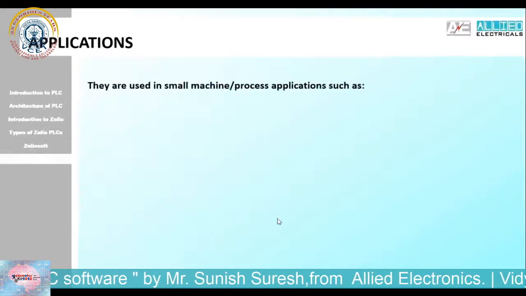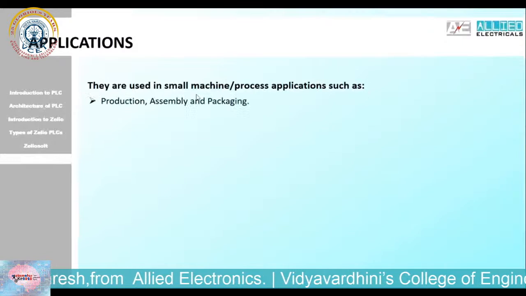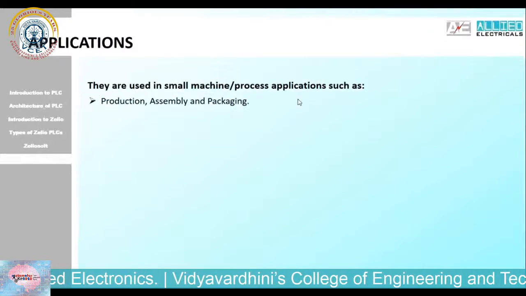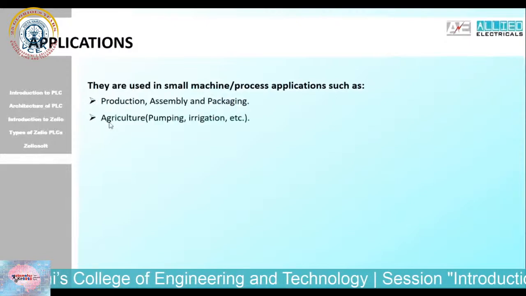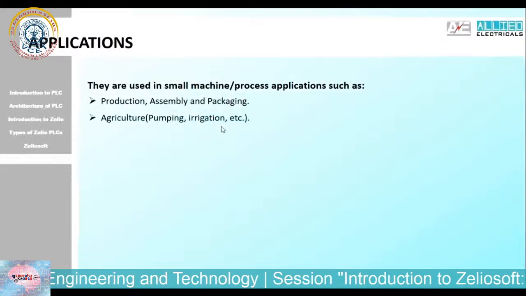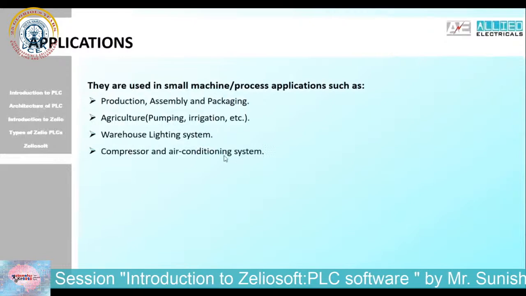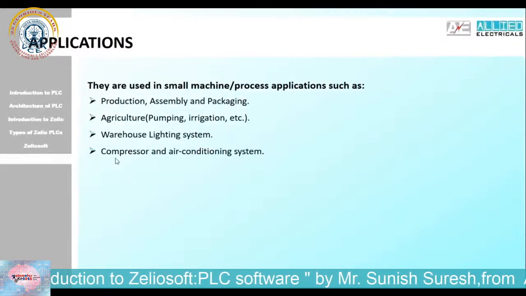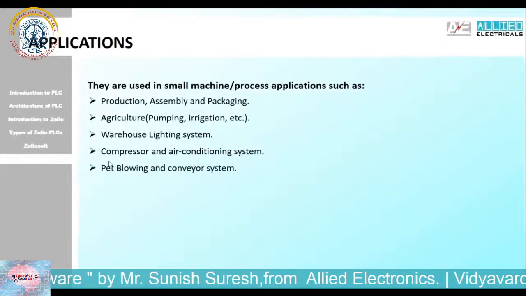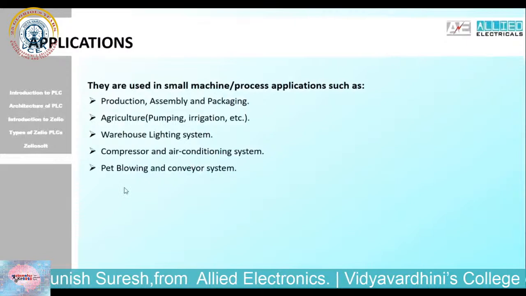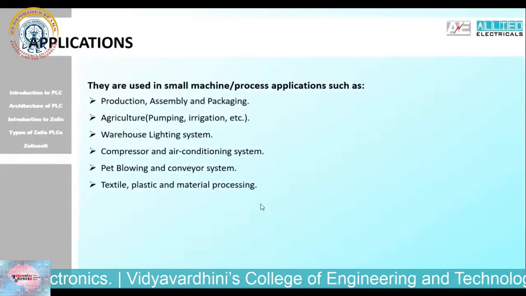Next is the application of the Zeliosoft PLCs. As I said before, the Zeliosoft PLCs are used in small scale applications. Some of the applications are production assembly and packaging, agriculture applications such as pumping, irrigation, etc., warehouse lighting systems, compressor and air conditioning systems, the HVAC system that is used in the BMS system. Next is a PET blowing system, conveyor system, textile, plastic, material processing, etc. So this was the end of the PPT part.